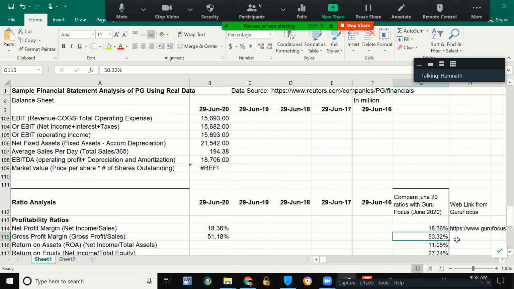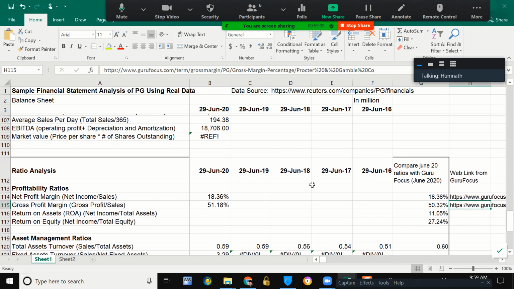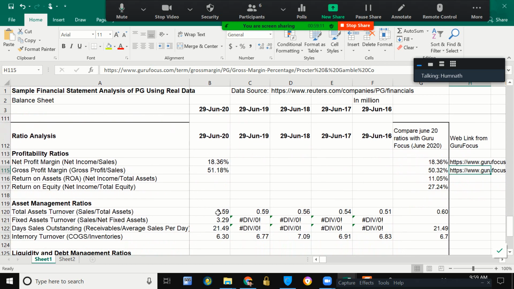So 50.32%, and I'm going to paste this web link, so that I can check easily, and I don't have to spend time searching your information.